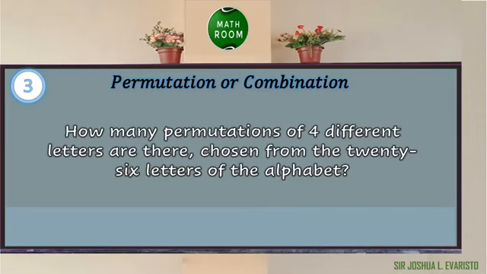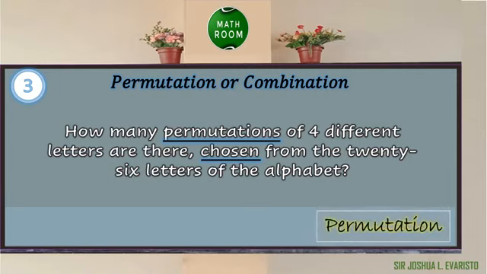Item number 3. How many permutations of 4 different letters are there chosen from the 26 letters of the alphabet? In this question, we have two keywords. The words permutations and chosen appear in the question, which makes it obvious that this is a permutation question. This can be solved using P of 26, 4 since we have 26 letters and we will choose 4.